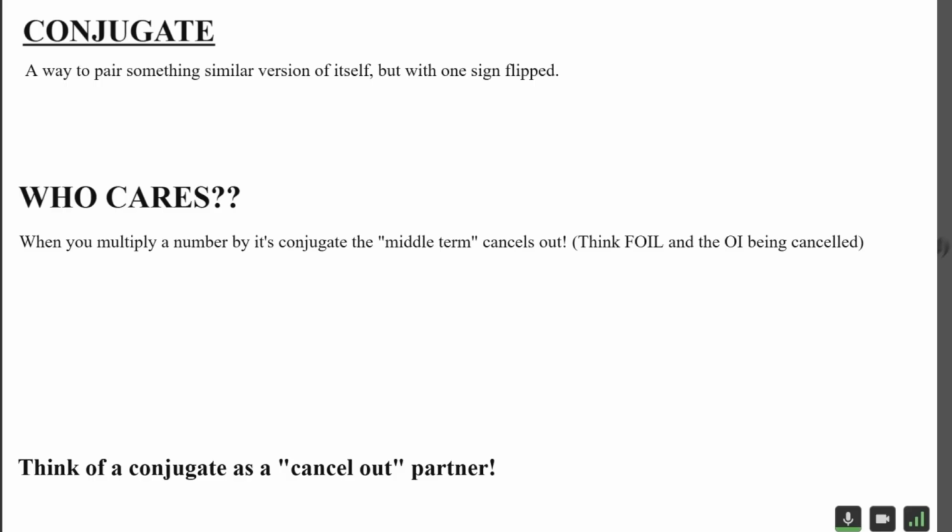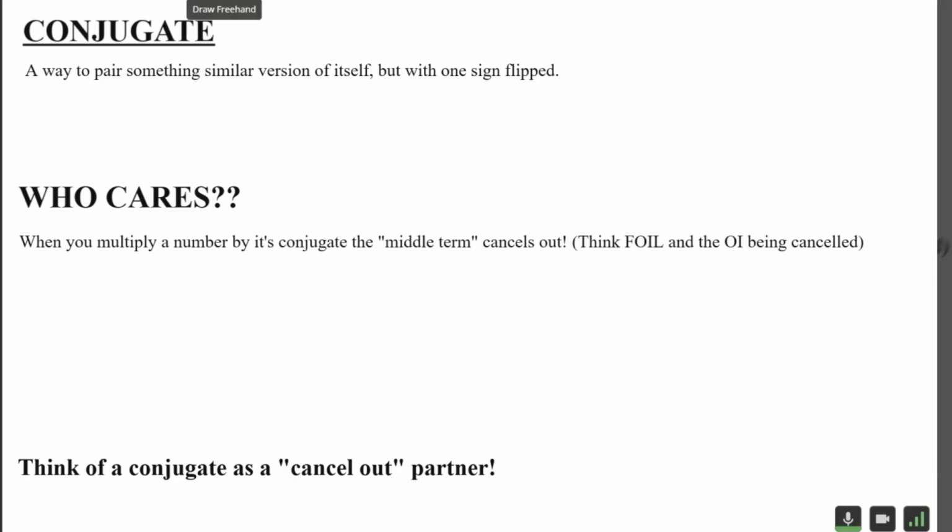Okay, Lila, today we are going to talk about a conjugate, or conjugates. What is a conjugate? Another one of those $10 math words. Well, think of a conjugate as a way to pair something similar, or a very similar version of itself, but with one sign flipped. What do I mean by that?